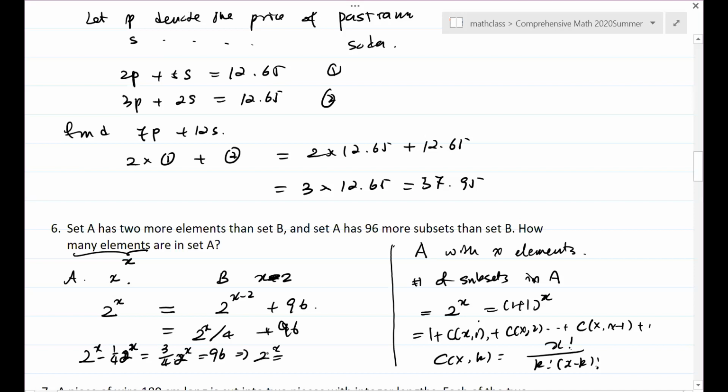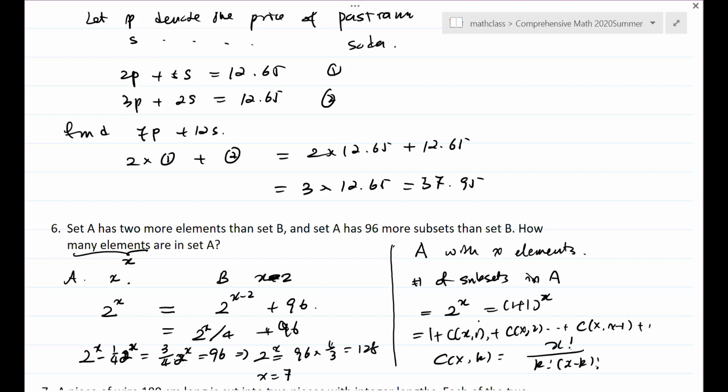2 to the x is 96 times 4 divided by 3. Let's calculate this. 96 times 4 divided by 3 is 128. Then x should be equal to 7, because 2 to the 7 is 128.